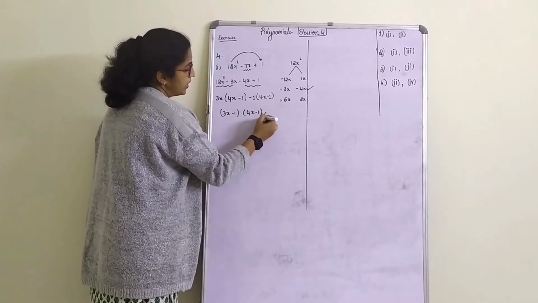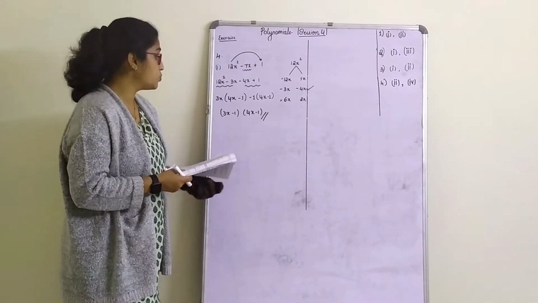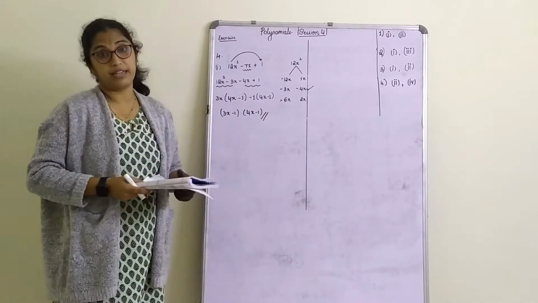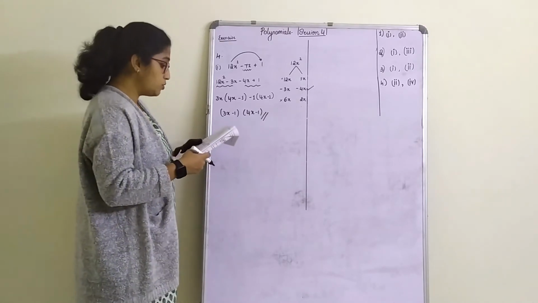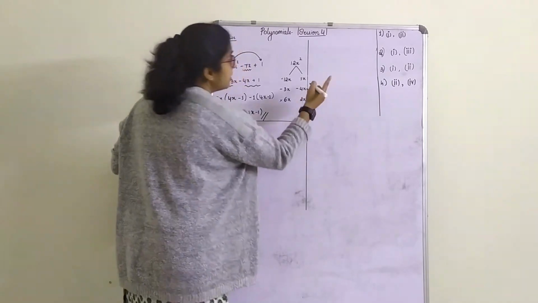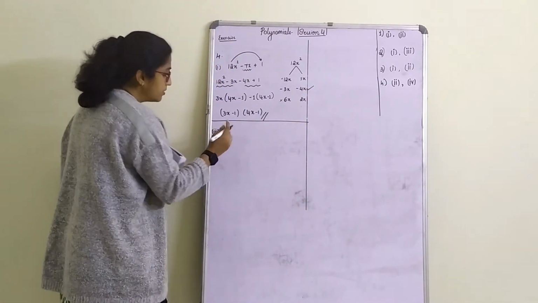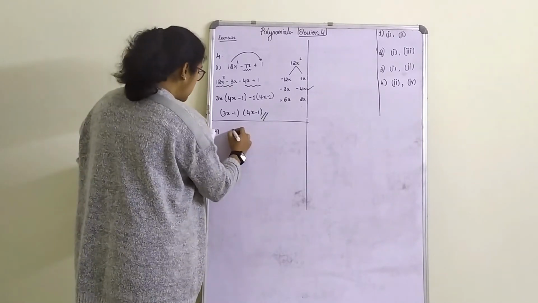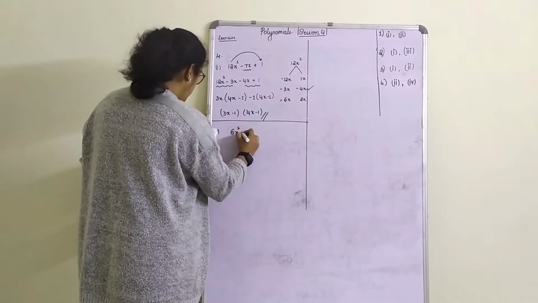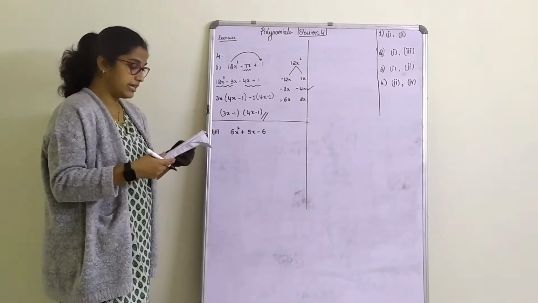3x minus 1 and 4x minus 1. So this is the factorization, 3x minus 1 and 4x minus 1. We factorized it. Okay. Let's do the next one similarly. I think the fourth one is there, so the third one we have to do here. The third question is 6x square plus 5x minus 6.